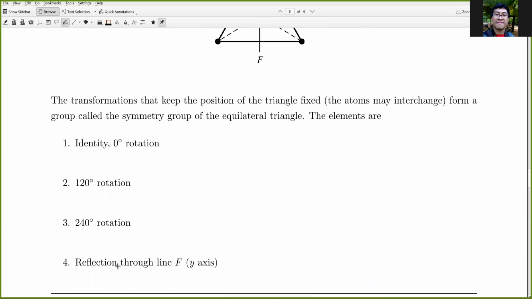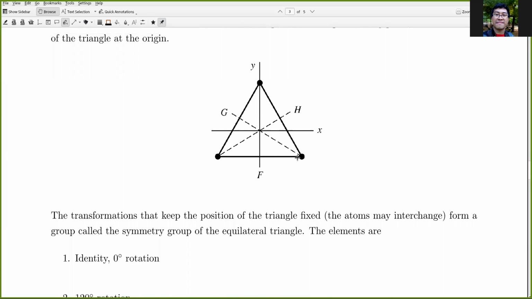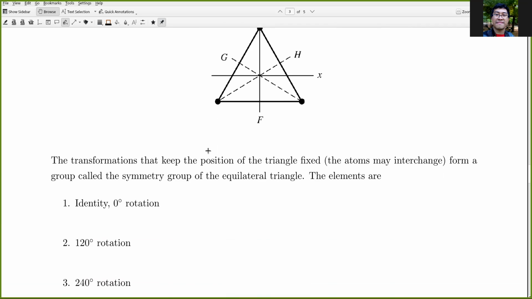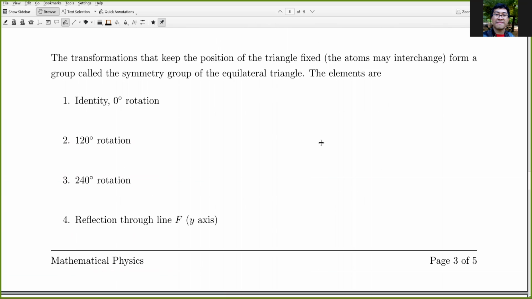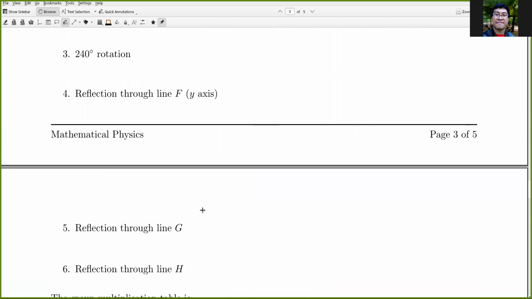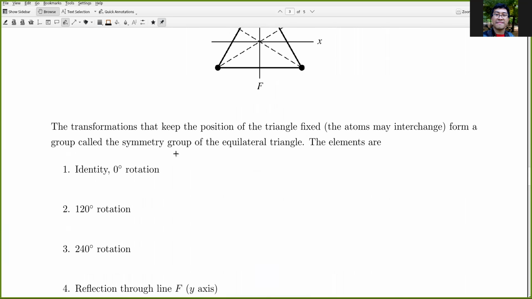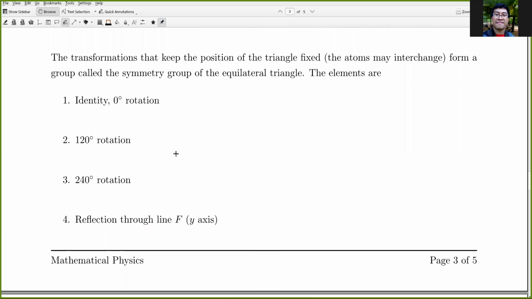We can also apply reflection. Say we reflect along F, so these two atoms interchange, but the triangle is still the same. You do the same for G, you do the same for H, or reflection. The triangle is held fixed, although the positions of the atoms may interchange. So these are the 6 elements of the symmetry group of the equilateral triangle.